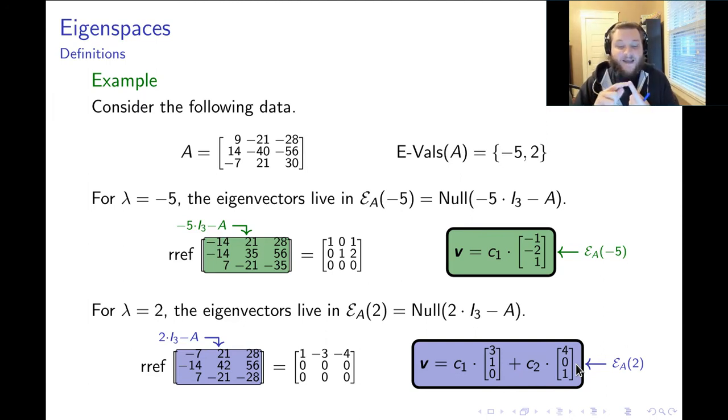Someone told us what the eigenvalues were, and once we had that information, we could find all eigenvectors by looking at the associated eigenspaces. For lambda equals -5, that eigenspace is defined as the null space of -5 times the identity minus A. And by row reducing, we can look at every vector in that null space. For lambda equals 2, the eigenspace is the null space of 2 times the identity minus A. And by row reducing that characteristic matrix, we systematically describe every vector in that null space, which gives us a description of all eigenvectors of A associated to lambda equals 2.